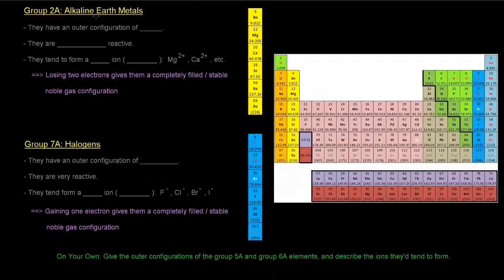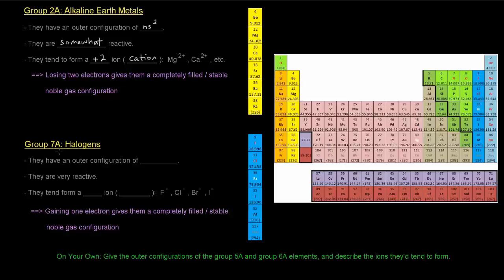The group 2A elements, the alkaline earth metals, have an outer configuration of ns2. They are somewhat reactive, pretty reactive, I'd just say somewhat relative to the alkali metals because they're super reactive. They tend to form a +2 ion, also a cation, positively charged, like Mg2+, Ca2+, and so on. If they lose those two electrons, they have a completely filled and stable noble gas configuration, which is why they tend to form that ion.